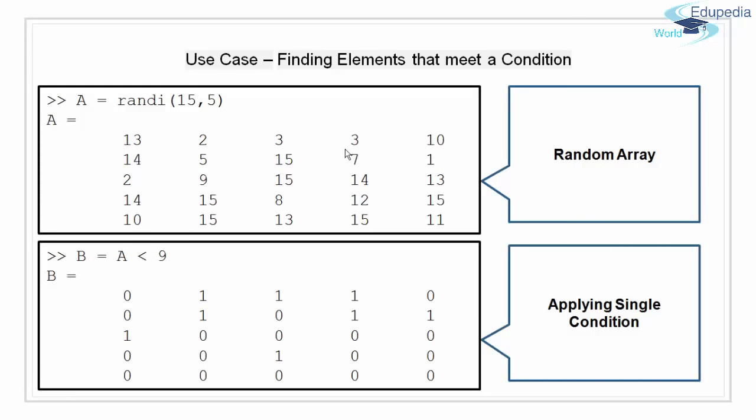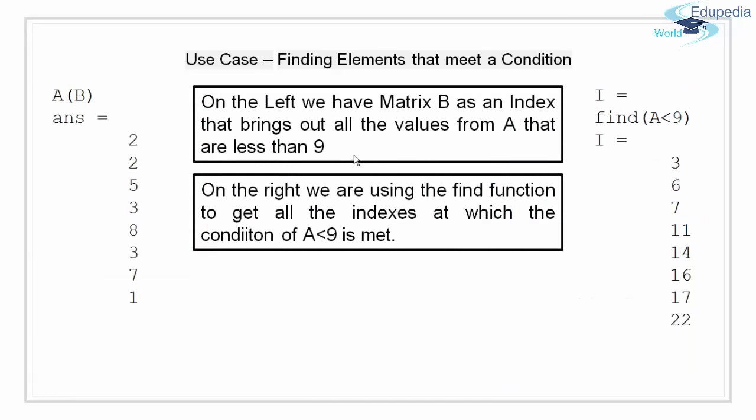So what we can do in this case is use matrix B as an index for matrix A. On the left, I have used matrix B as an index to bring out all the values from A that are less than 9. The result is a column vector of elements in A that are less than 9. Since B is a logical matrix, this operation is called logical indexing. In this case, the logical array being used as an index is the same size as the other array, but this is not a hard and fast requirement.